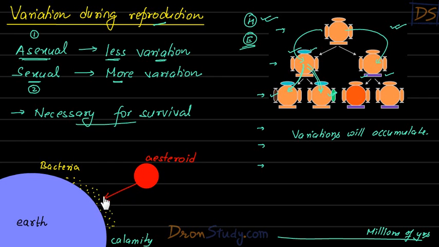Now if something like this happens, what is going to happen on Earth? Earth will become very hot. Its temperature will rise a lot. It will be very difficult for organisms to live in this high temperature.